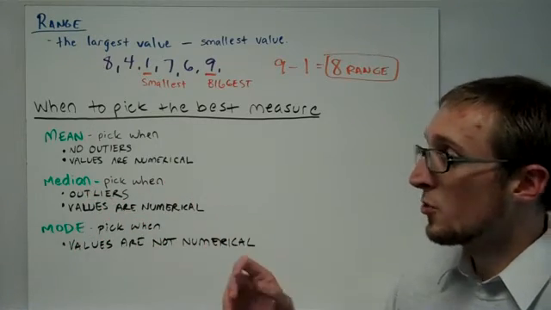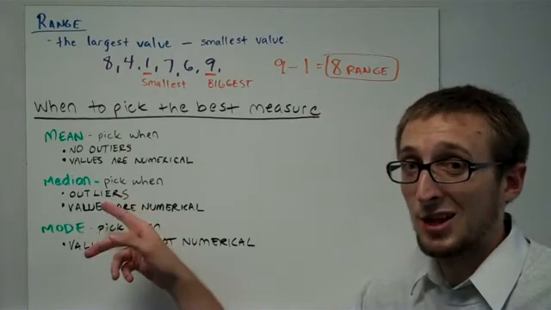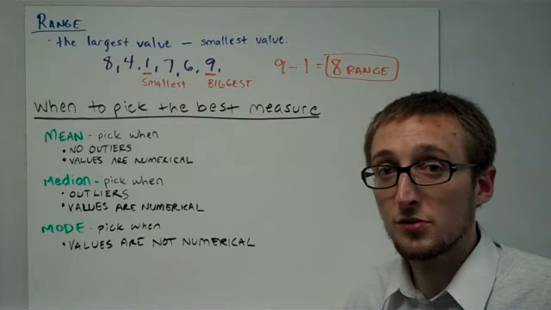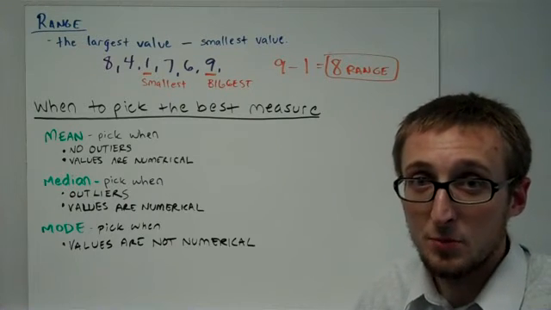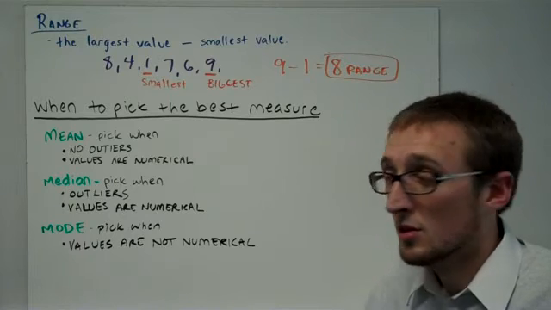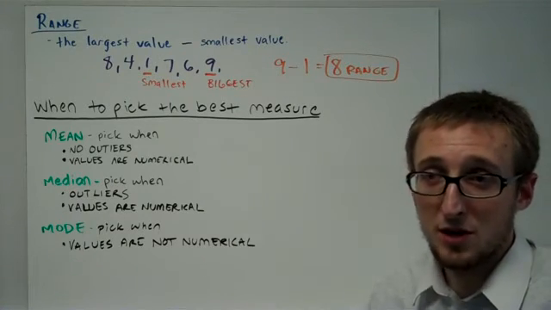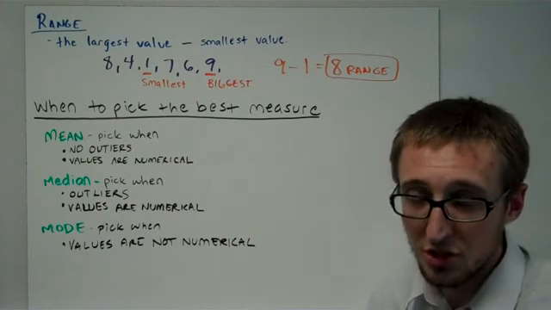For median, you want to pick median to represent your measurement when there are outliers, and the values are numerical. So for example, if we were measuring NBA basketball players, and then Mini-Me, he's the little short guy from Austin Powers. That's a movie that came out a long time ago. But he's about 2.5 feet tall, just to give you a reference.